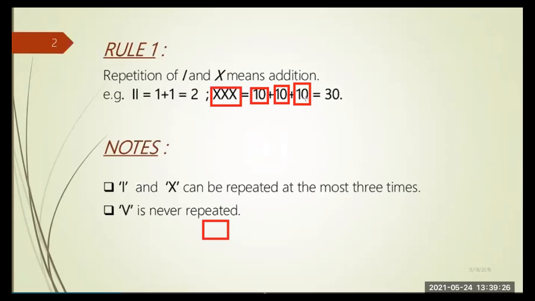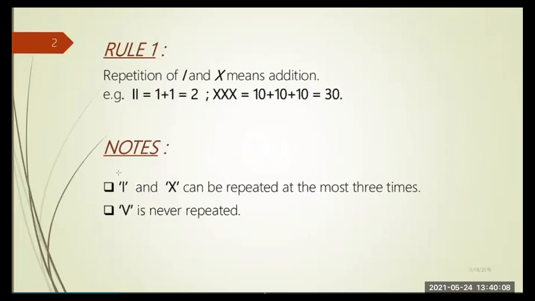If I and x repeat, that means again and again it will add. Got it? Next, here you can see some notes down below: I and x can be repeated at the most 3 times. That means x and I will not repeat more than 3 times. Anywhere you will not get, I'll show you after that. At any time you will not get I repeated 4 times or x repeated 4 times. Okay, so this is our first note. You can see it on your screen.